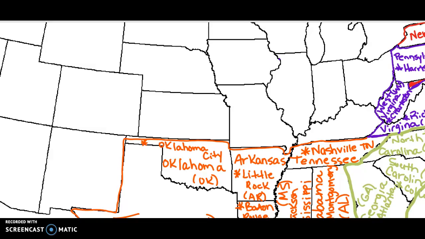Alright guys, this is the map test number 5 study guide. I am first going to outline the new states that we are going to cover in blue. It got a little messy there. Okay, so we're first going to start right here, closest to Tennessee.